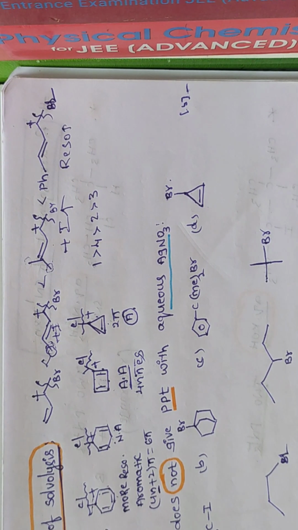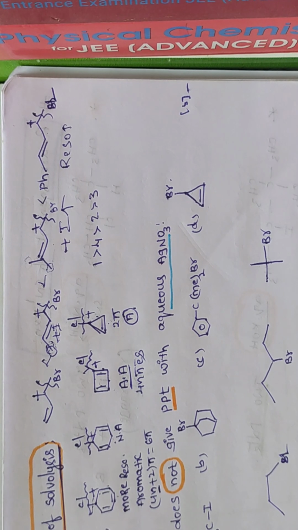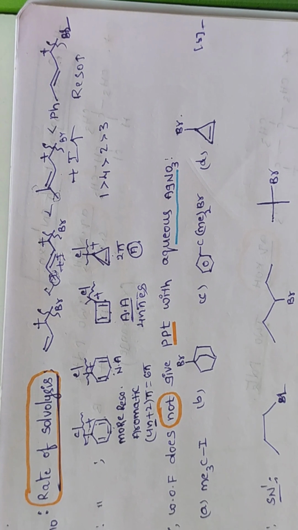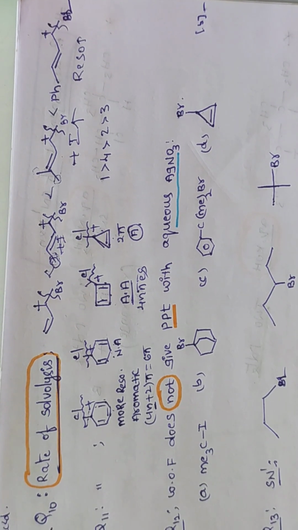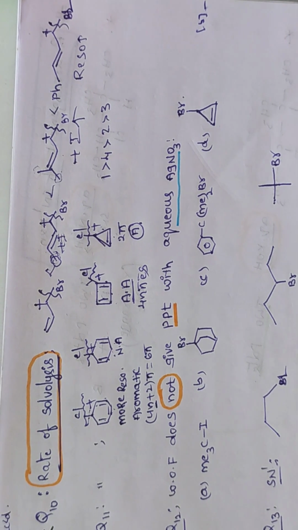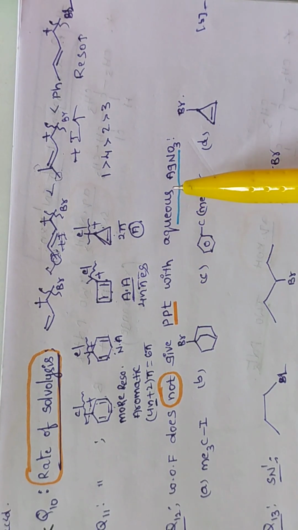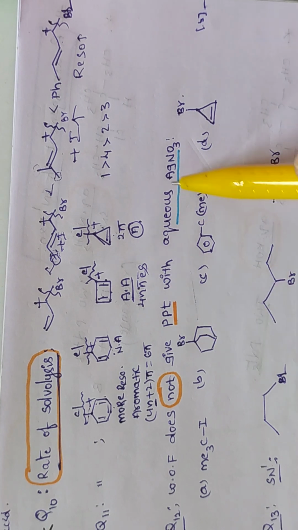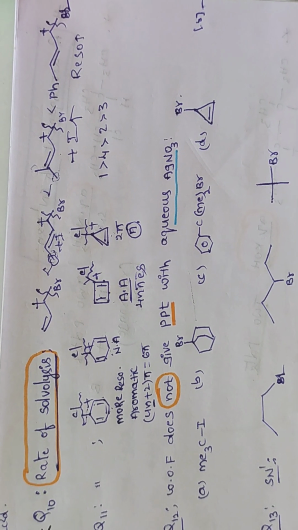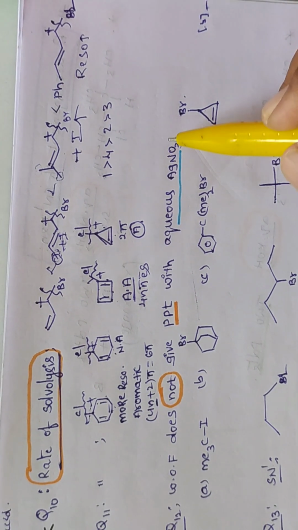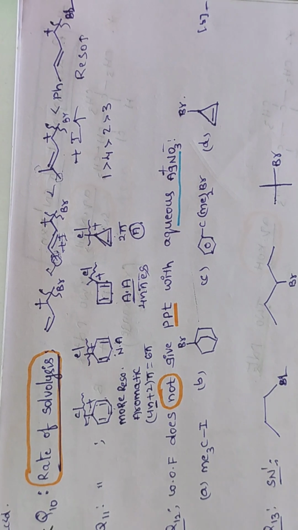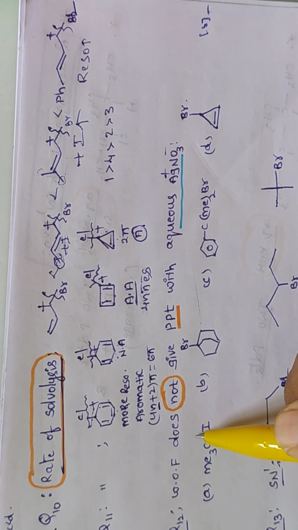Next, which of the following does not give a precipitate with aqueous AgNO3? Whenever an aqueous medium is given, you can follow a solvolysis reaction. Here AgNO3 is there, Ag plus and NO3 minus. Now this is a 3 degree alkyl halide.